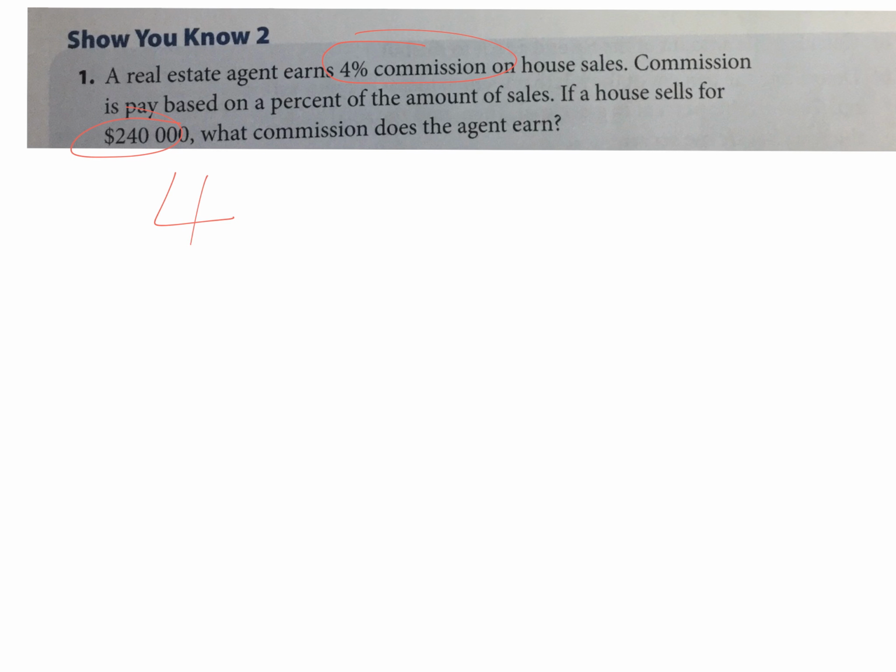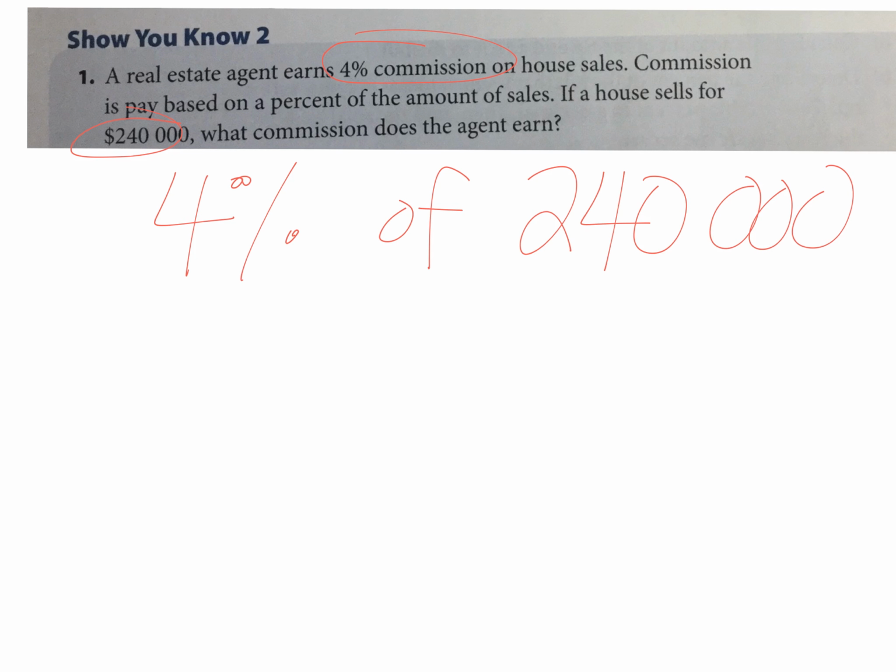I'm making 4% of, copy this down, $240,000. So I want to sell this house because I want to make money off of it. Obviously, I can't make $240,000 because the money has got to go to the people that own the house, right? But I get a percentage of it because I need to get paid. I worked hard to sell this house, right?